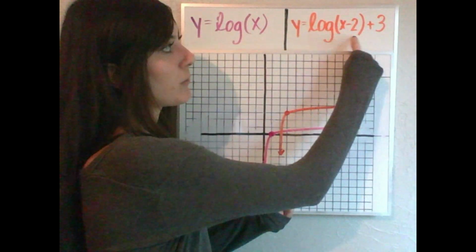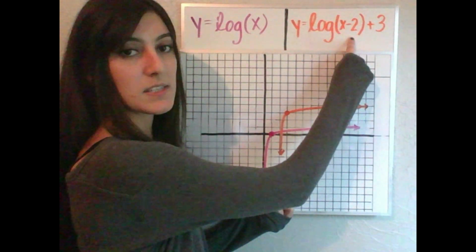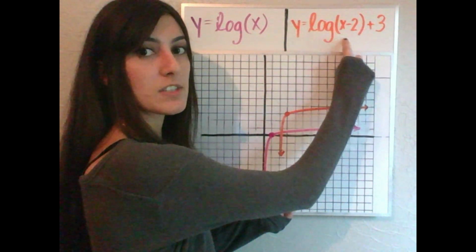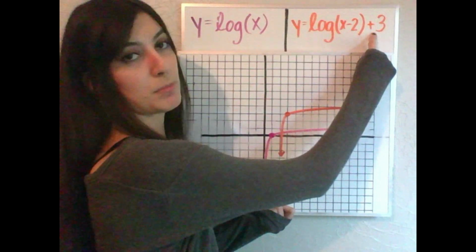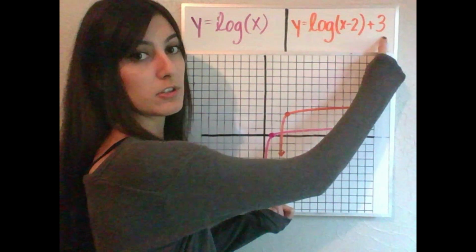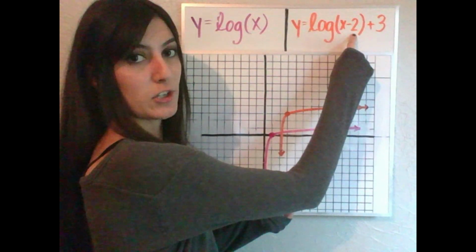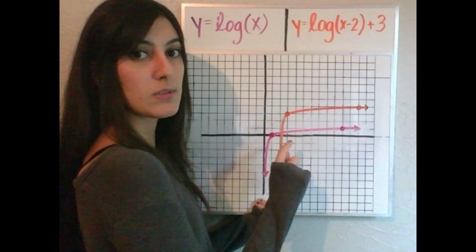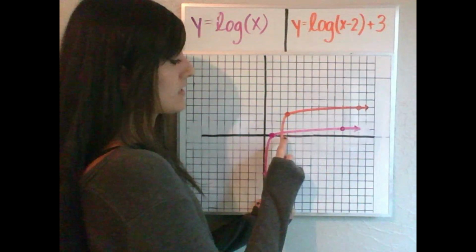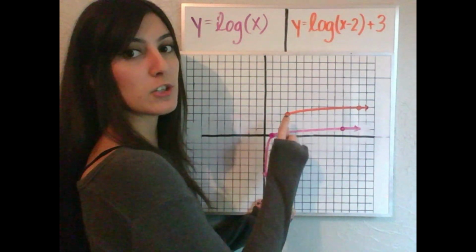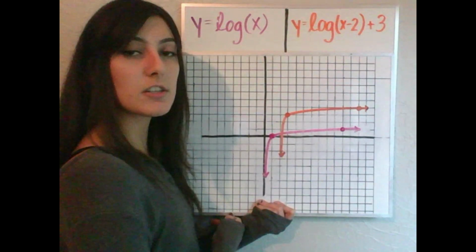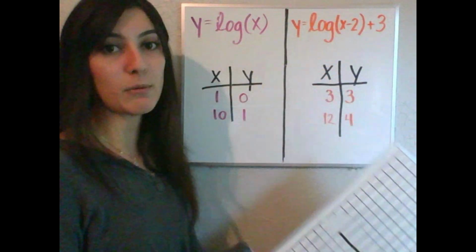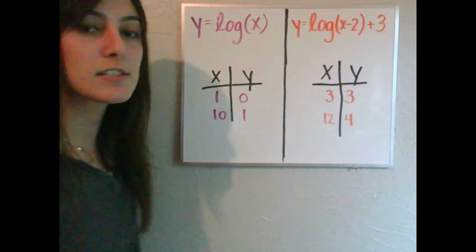Recall that when we have something inside the parentheses as far as transformations go, this is going to tell us about a horizontal shift. Outside of the parentheses will tell us about a vertical shift. X minus 2 tells us we're moving to the right 1, 2 spaces. Plus 3 tells us we're moving up 1, 2, 3 places. So actually the transformations that we've covered before still apply with our logarithmic functions.